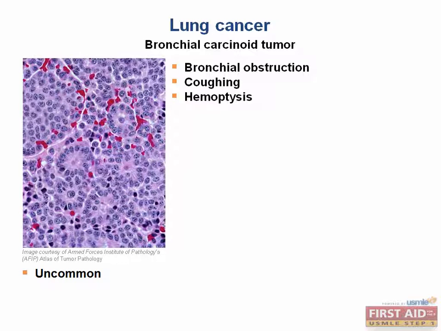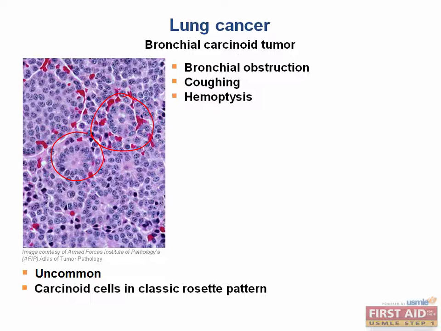This typically presents as a bronchial obstruction with coughing or hemoptysis. If you were to biopsy the mass, histologically you might see carcinoid cells in the classic rosette patterns seen here. Now, occasionally it can also present as carcinoid syndrome. Now, what kind of symptoms does carcinoid syndrome present with? Flushing, diarrhea, and wheezing, due to the production of what hormone?